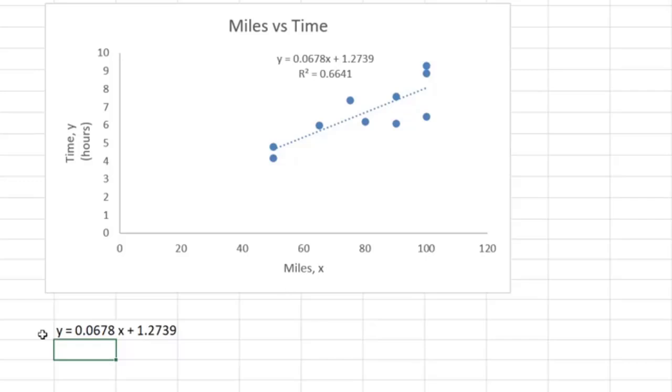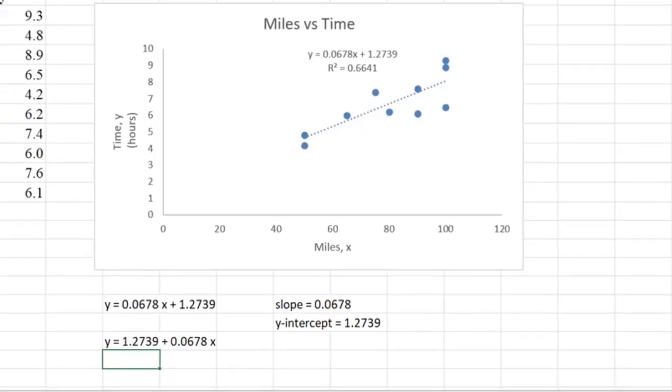So here there's the slope and there's the intercept, right? Slope is the 0.0678 and the intercept, or we call it y-intercept, is 1.2739. Okay. In regression, it's customary to put the constant first. So we might write it this way: y is equal to 1.2739 plus 0.0678 times x.